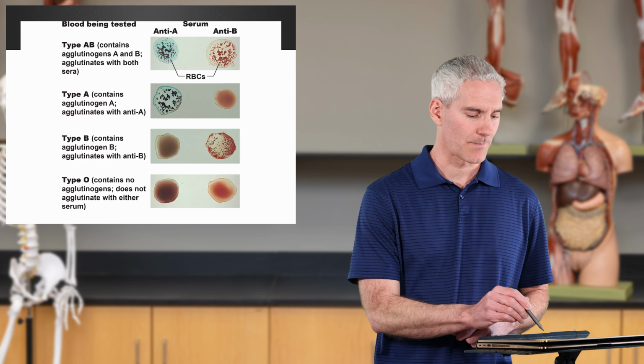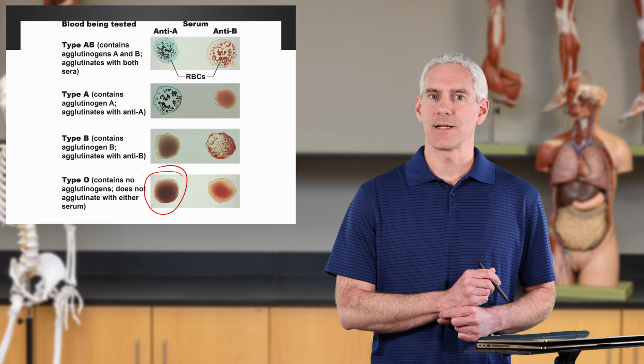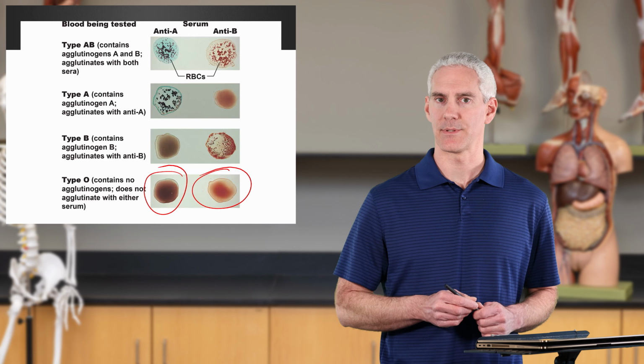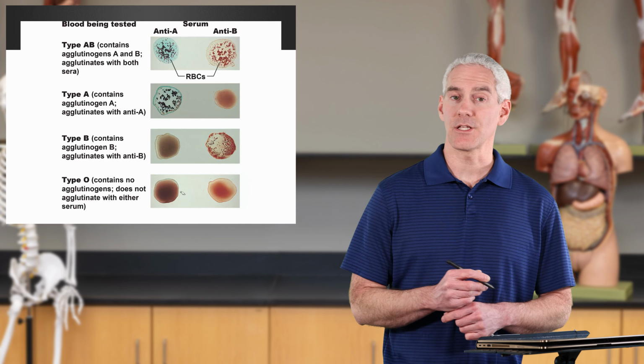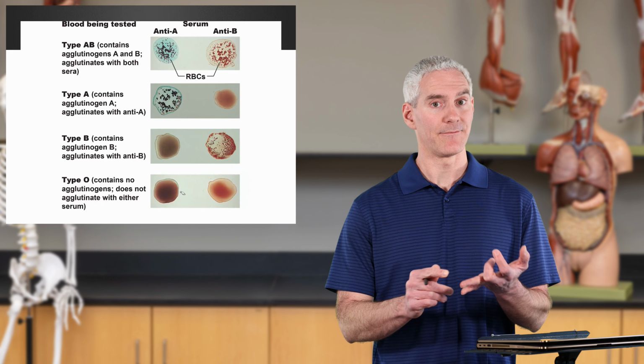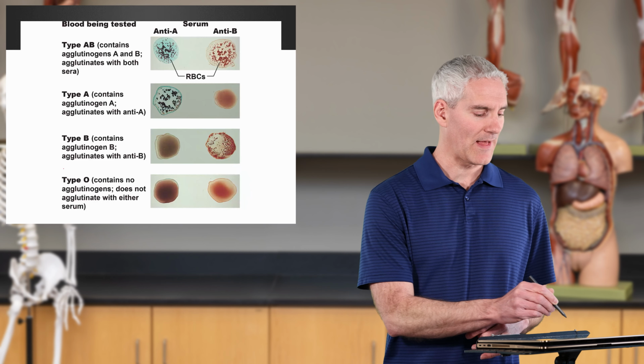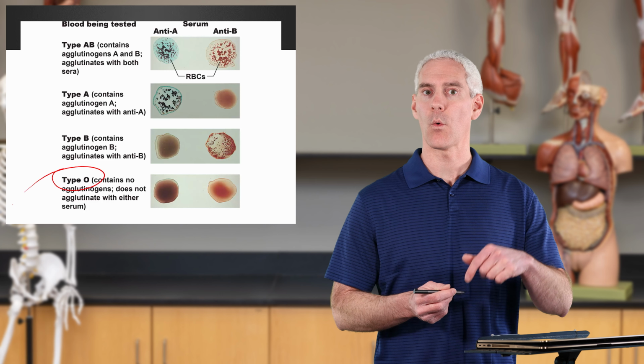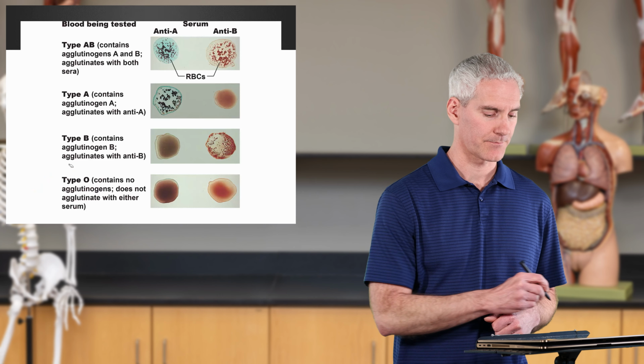Let's try the bottom one. Put the A antibody in, nothing happens. Put the B antibody in, nothing happens. That means you didn't find the A antigen, you didn't find the B antigen. That's type O blood. O does not have A or B antigens.